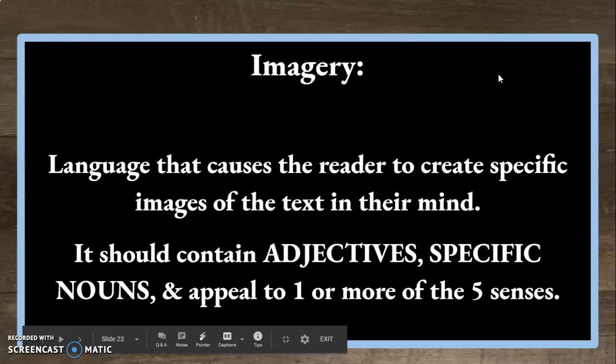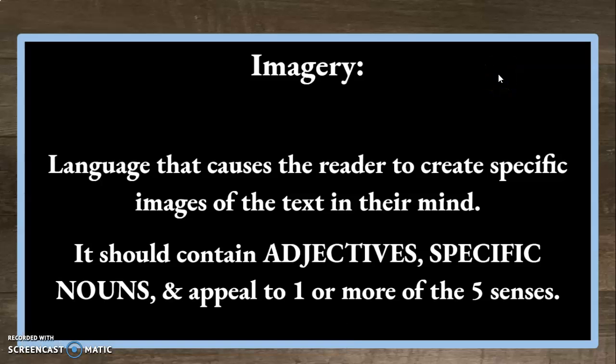Next, we have imagery. And many of you have gotten very good at identifying imagery, so I'm not going to spend as much time on this one. But it is language that causes the reader of whatever text to create specific images of that text in their mind. Now, if you're going to do that, you need to make sure that you write with lots of adjectives. Adjectives describe things like color, shape, size. You should have specific nouns. So instead of just saying flower, what kind of flower? Instead of just saying dog, what kind of dog, etc.